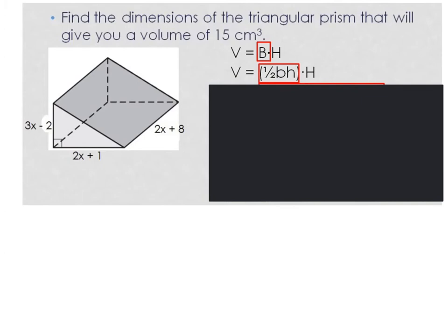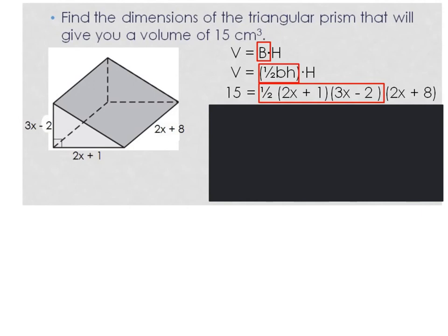1/2 times the base of the triangle, 2x plus 1, times the height of the triangle, 3x minus 2, times the height of the entire prism, which is the distance between the two triangular bases, so 2x plus 8. Okay, so we're going to have that put in like that. 1/2 times 2x plus 1 times 3x minus 2 times 2x plus 8. And again, it equals 15, our volume.